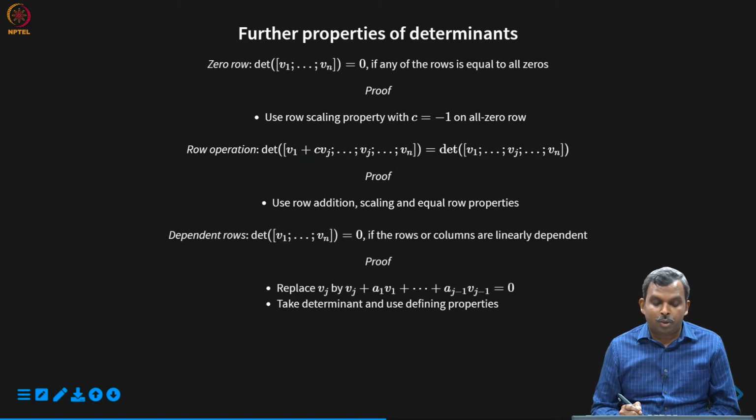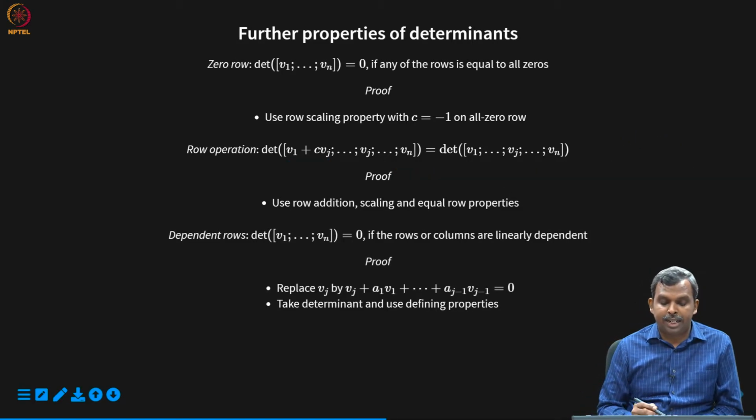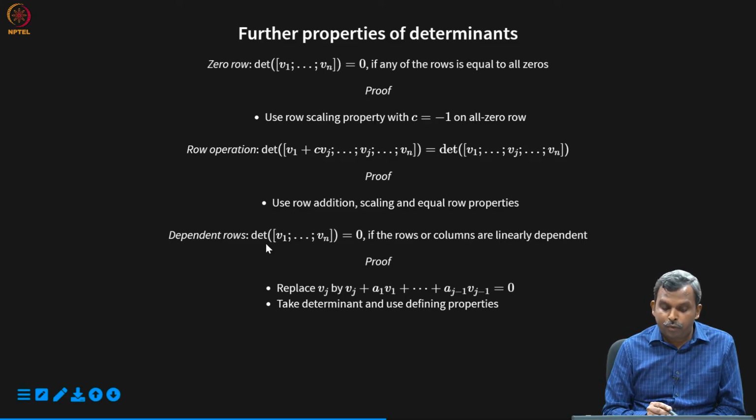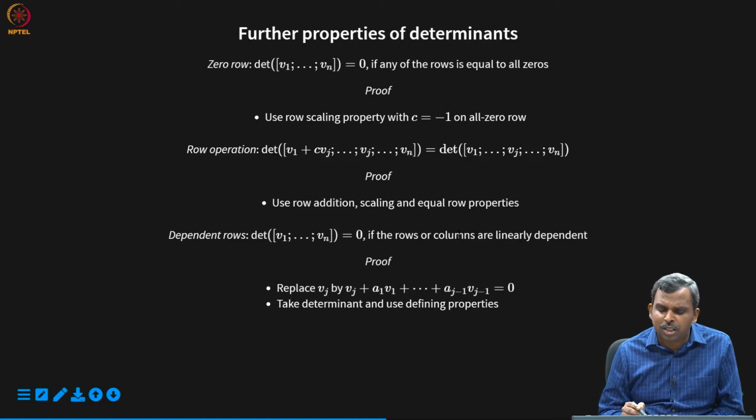Okay, so from here one can extend to dependent rows. If you have a determinant of a matrix and the rows or columns are linearly dependent, then the determinant is 0. Forget about the columns for a minute. We'll come back to that soon enough and see why that is true. But let's first look at the rows. If the rows are linearly dependent, the determinant ends up being 0.